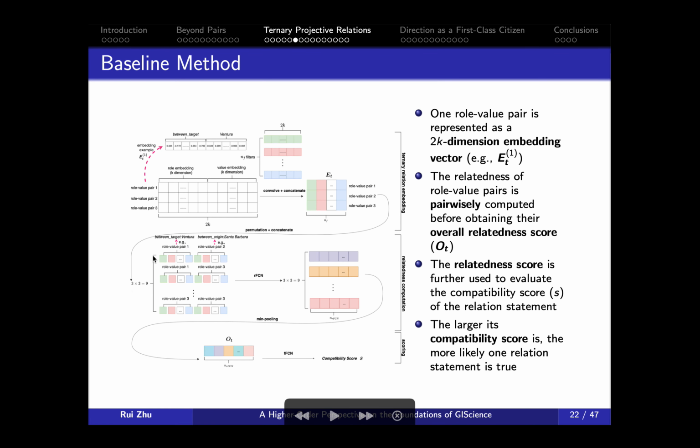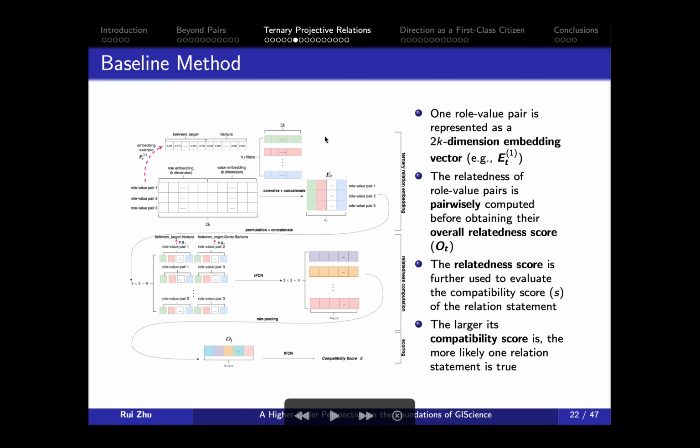To accomplish these 2 tasks, we designed a neural network architecture in which we regard each role and value as a high-dimensional embedding vector, as shown for example here. The role of between target is represented as a k-dimensional vector with each dimension being represented as a numeric value. We do the same for the value Ventura. We then concatenate them into a 2k-dimension role-value pair embedding, and we do the same for the other 2 role-value pairs.